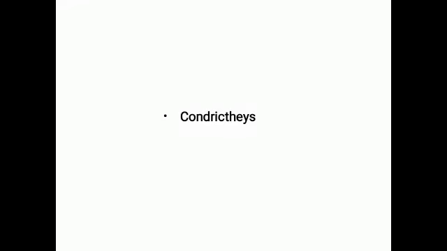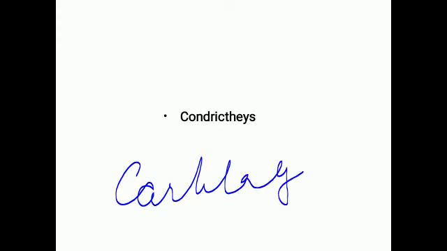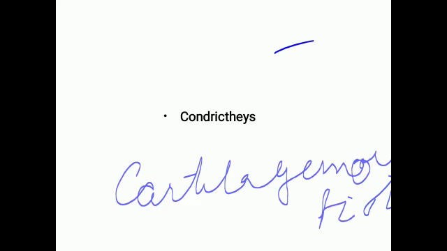Hi, young ones. Let's go with today's topic, that is Chondrichthyes, and how can we identify the Chondrichthyes? Means cartilaginous fishes. So, if we talk about cartilaginous fishes, how can we identify them?